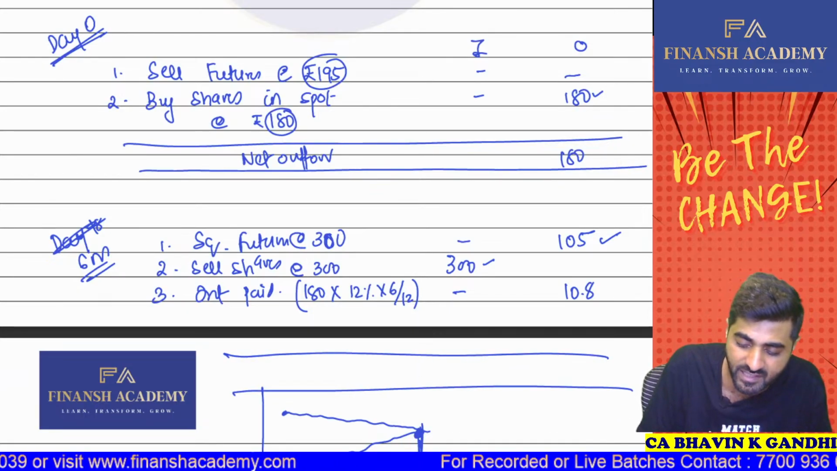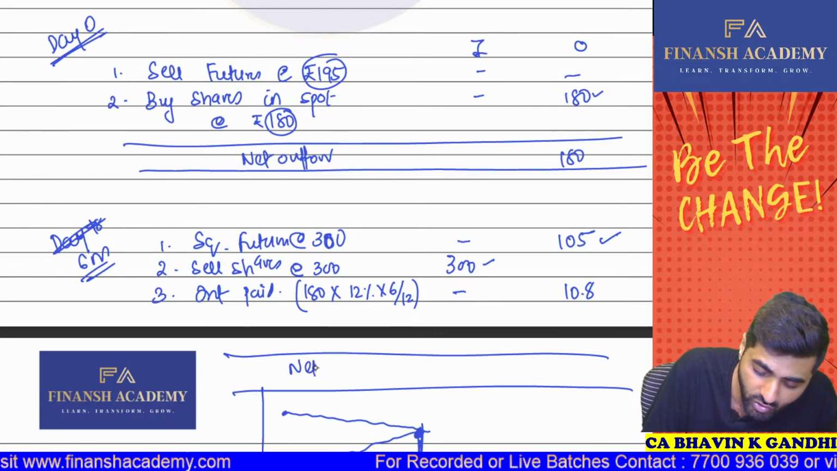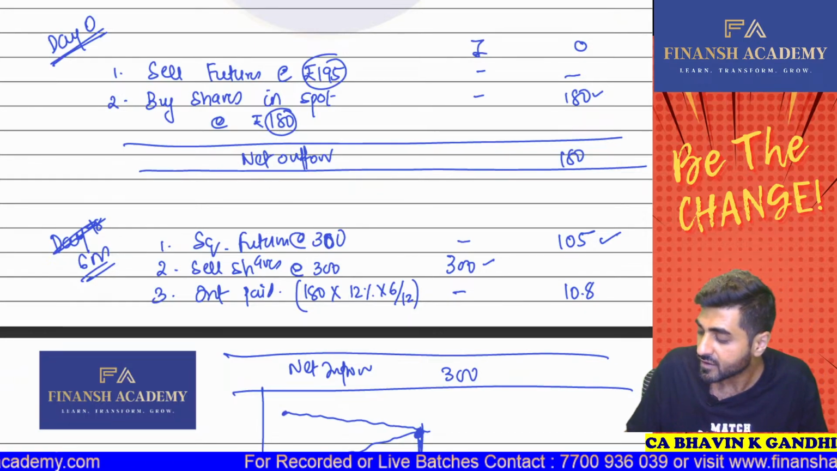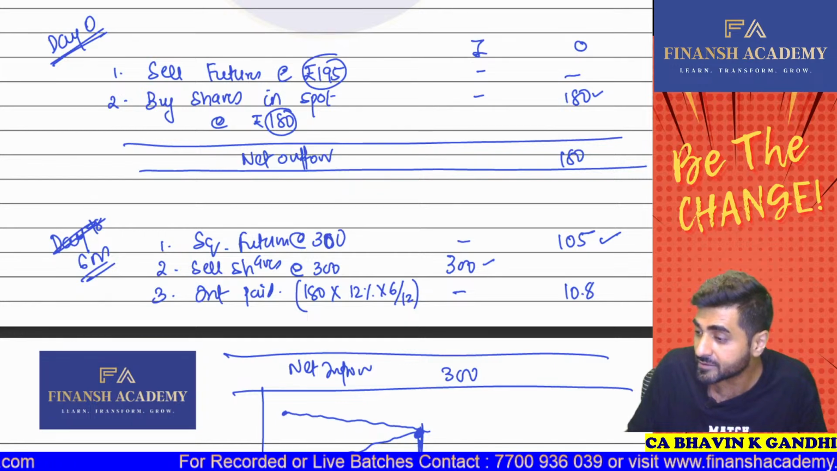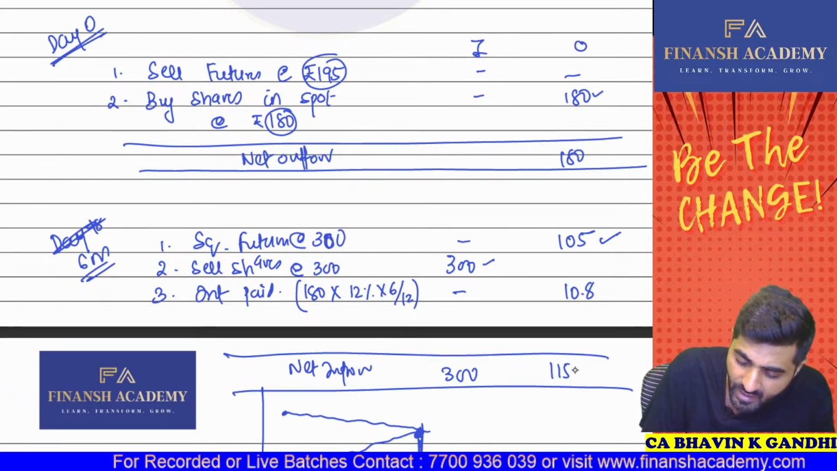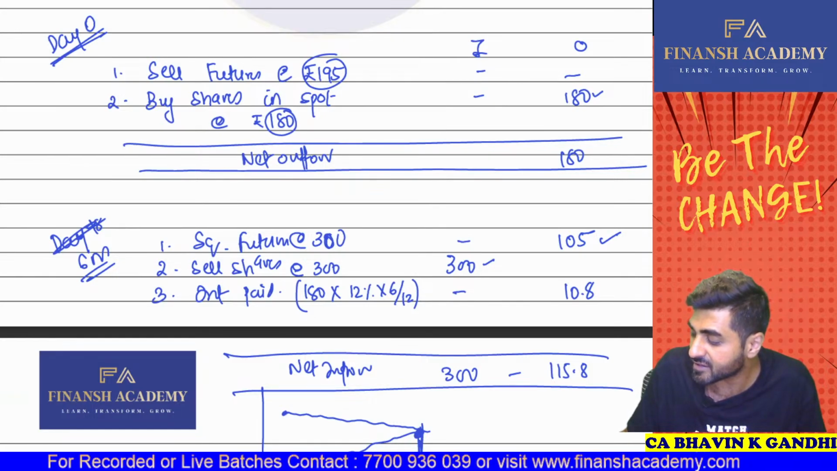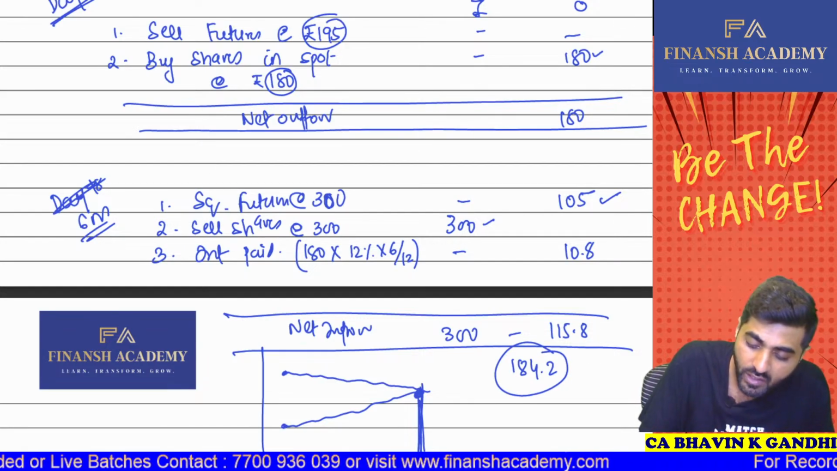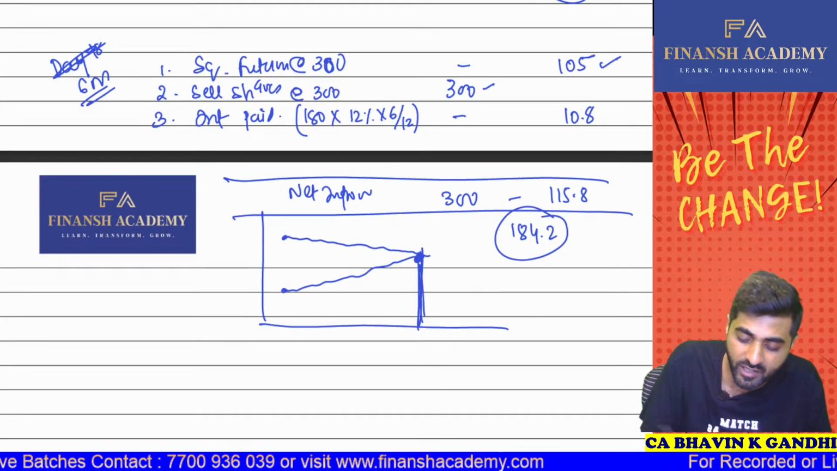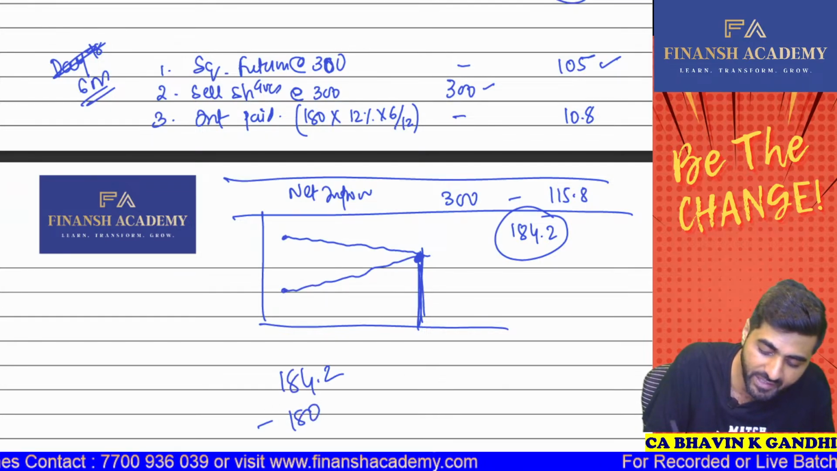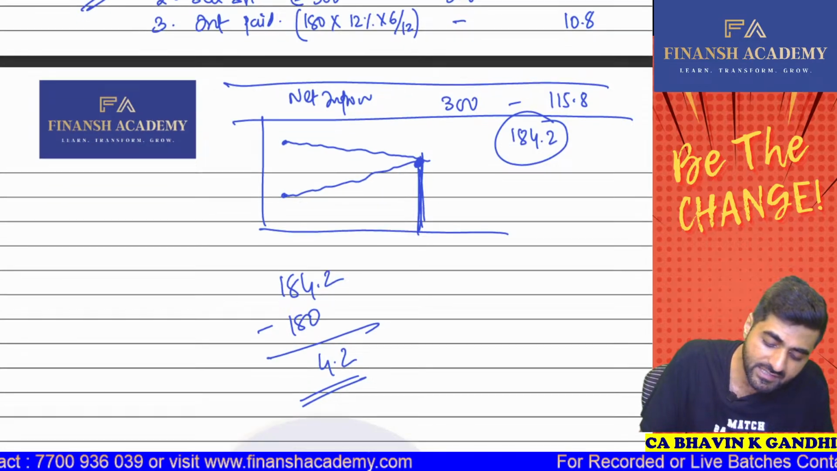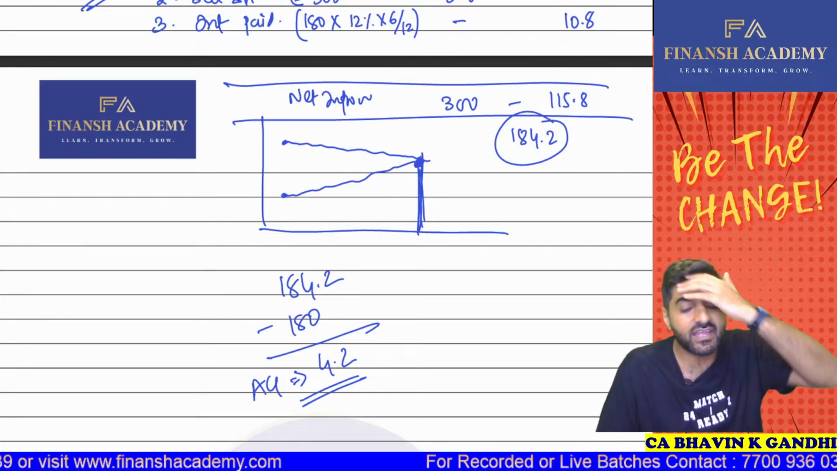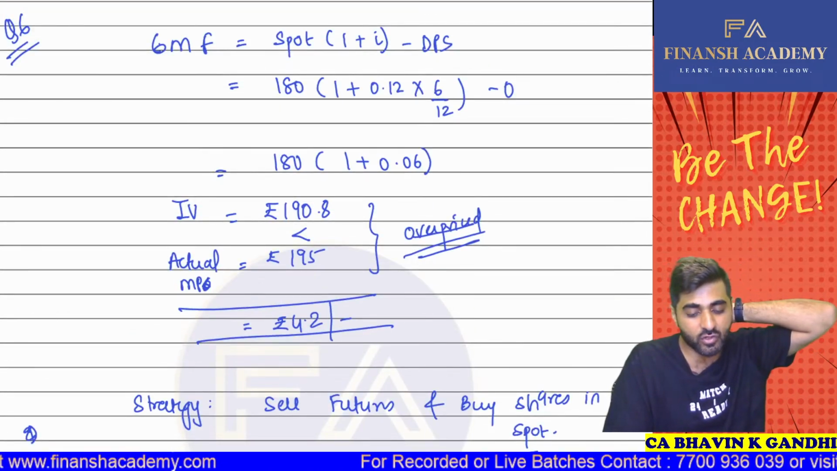So let's just check this out. Is there any inflow which is available or not? Here there is 300, and here there is 105 plus 10.8, which will eventually give me 115.8. And 300 minus 115.8 will actually give me 184.2. So 184.2 is my net inflow and 180 was my outflow. As you all are aware, 184.2 minus 180 will eventually give me 4.2. Is this 4.2 my arbitrage gain? Come on, yes or no? The answer is absolutely yes. We had determined this earlier, that my arbitrage gain is going to be 4.2.